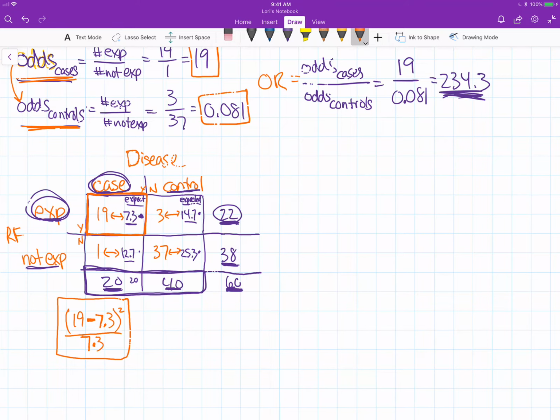Well, that's just for one of the cells, so we have to do that over and over for all of the cells. This second one is going to be 3 minus 14.7, squared, divided by 14.7. Then we want to do the bottom left, so plus 1 minus 12.